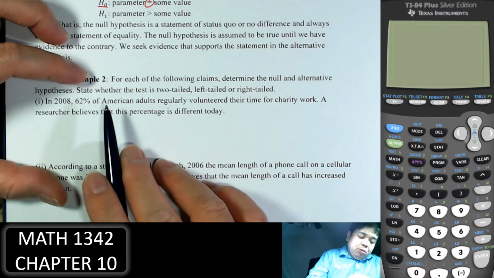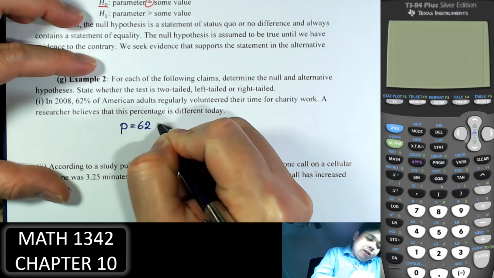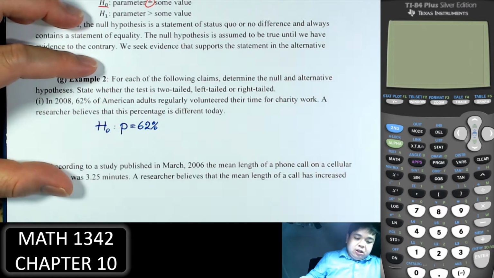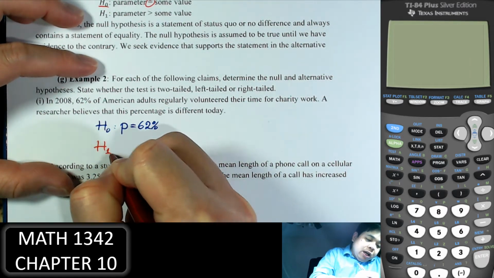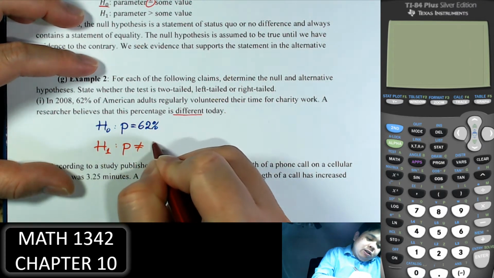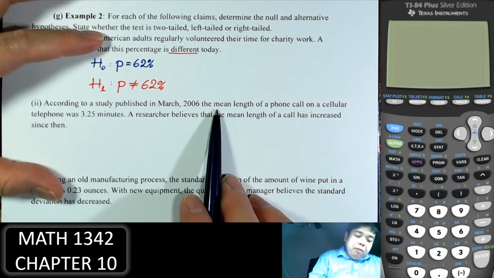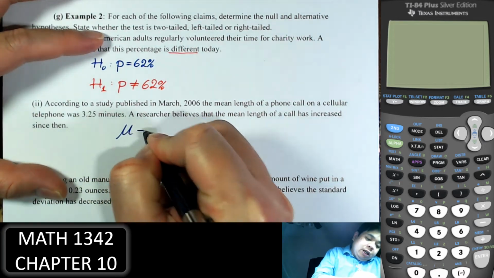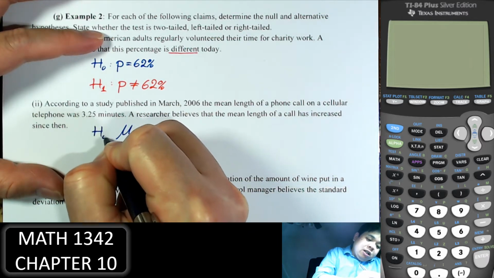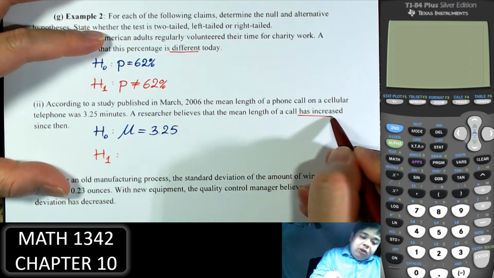So we said that the proportion is 62%, and it is equal to, so that is the null hypothesis. The alternative hypothesis is something different than this, so it's going to be different than 62%. Next, the mean length of phone call equal to, so we write that out first, and if it has equal, that is the null hypothesis. And the H1, this one has increased.